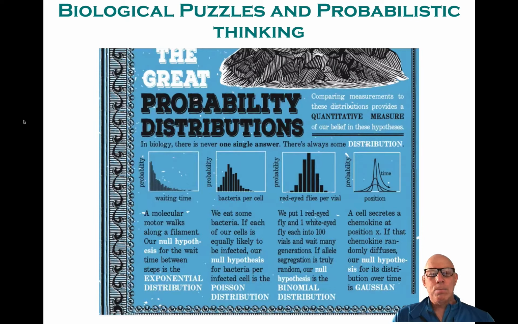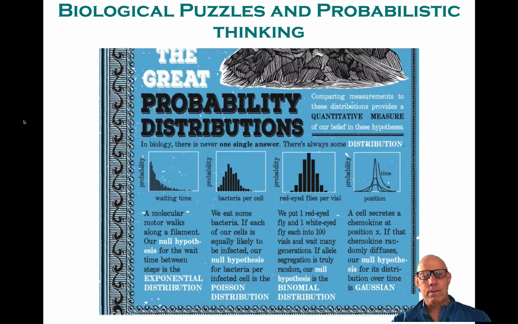I like this particular figure that I'm showing you right now because it gives you four of the key distributions that we're going to focus on. And in each case, there's a little biological story. And then there's an example of the kind of data that comes out of examining that particular question. And it tells us what the null hypothesis is from the standpoint of the underlying distributions.